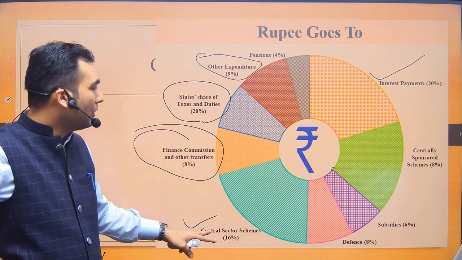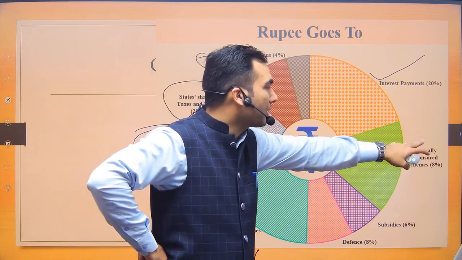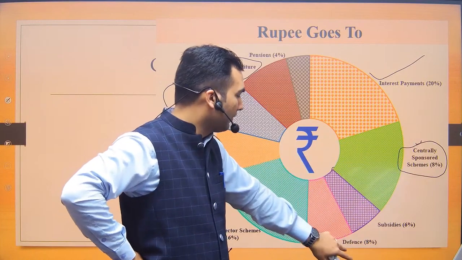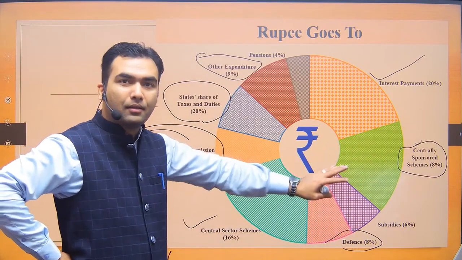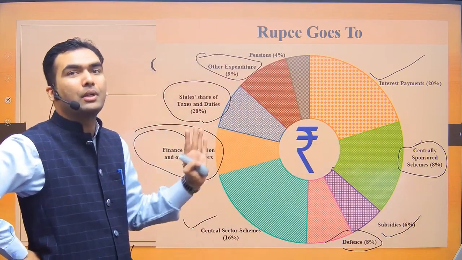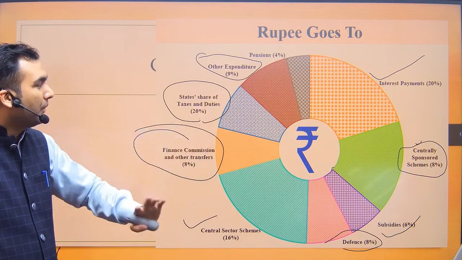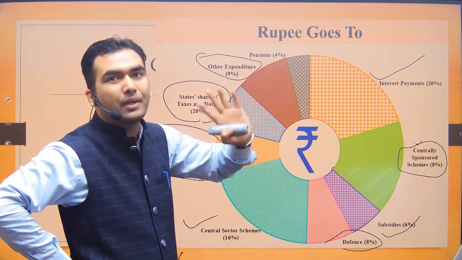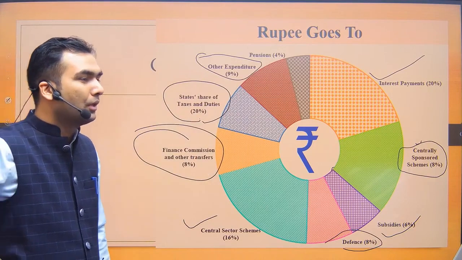Now the third most important is defense, which has the same amount of expenditure as centrally sponsored schemes, if not the same, then similar. So defense and centrally sponsored schemes are joint third, and then come the subsidies. This ranking you need to memorize. If you remember, pensions are a small portion and they are going to reduce further because we have gone into the new pension scheme. So this is what you need to remember.